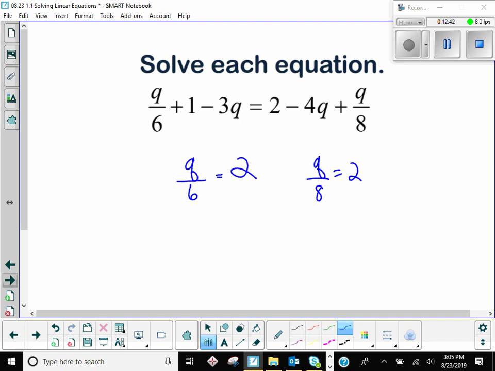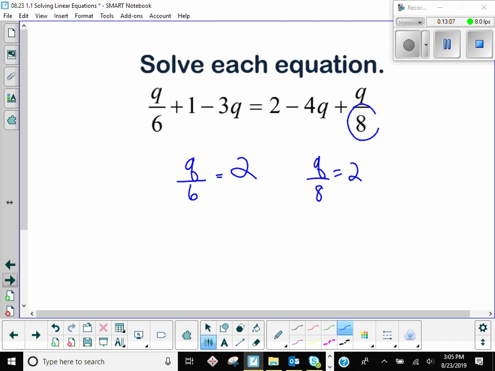So even if I were to multiply everything by 6, the 6 would cancel here. I'd multiply all these things by 6. It wouldn't take care of this 8 denominator, right? 6 doesn't cancel out 8. And vice versa, if I multiplied everything by 8, the 8 would get canceled, but that wouldn't do me any good with the 6. And our goal here is to get rid of the denominators and make everything integers.